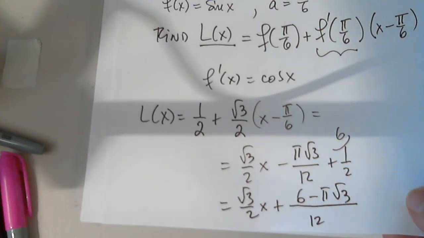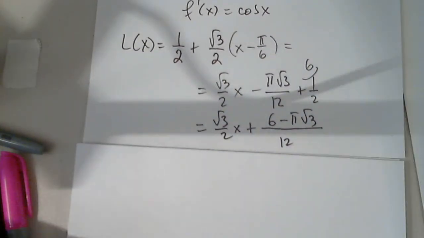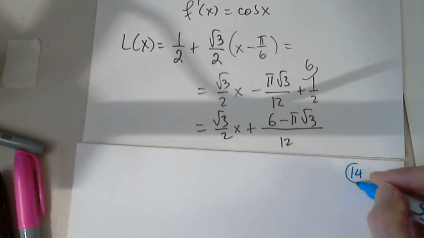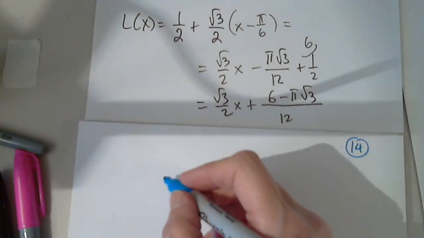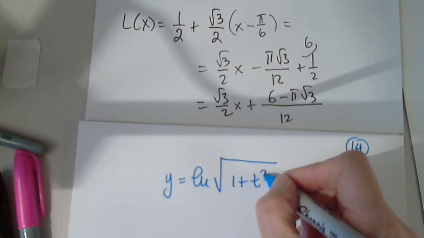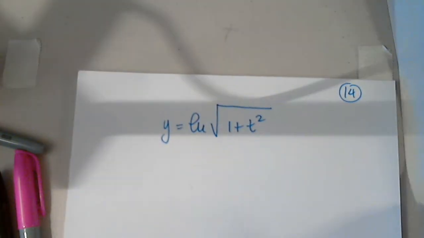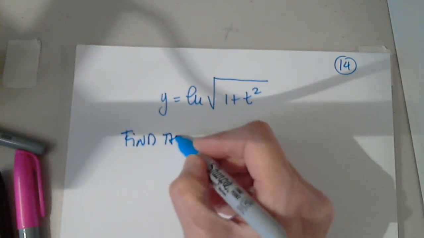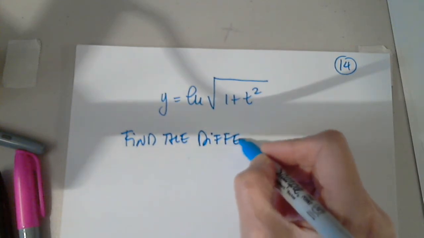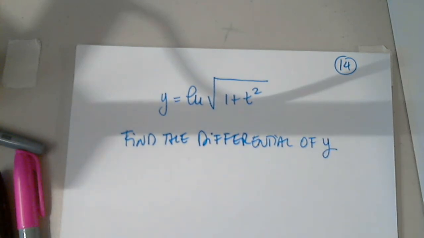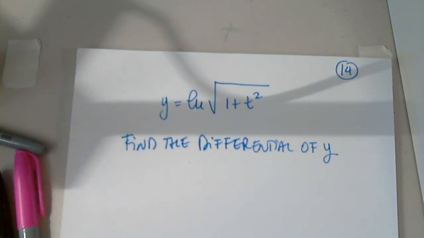Okay, some other problems that I didn't get the chance to look at last time, still from 3.10. Something like we are given y equals natural log the square root of 1 plus t squared. And here we are asked to find the differential of y. How do I determine the differential of y, and what does it mean?